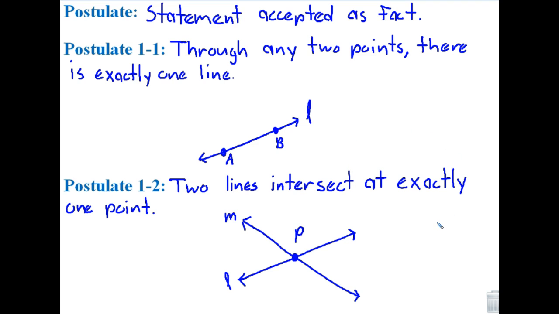Second postulate says that 2 lines intersect at exactly 1 point, meaning that if I draw 2 straight lines, line M and L, if they intersect, it'll be at a single point. There'll be one single point in common. Here I have that label as point P.